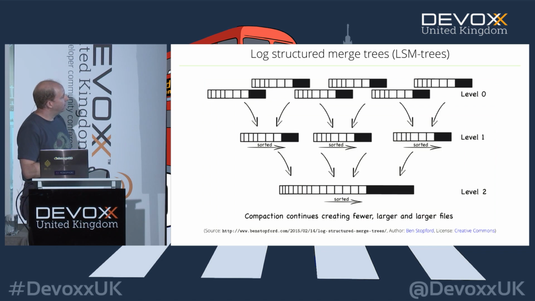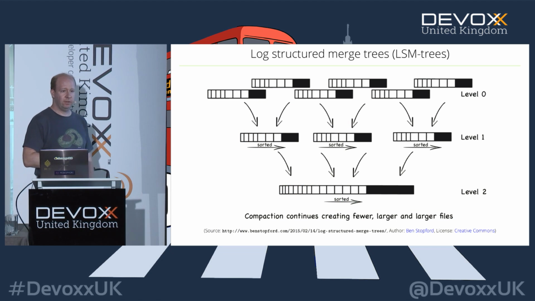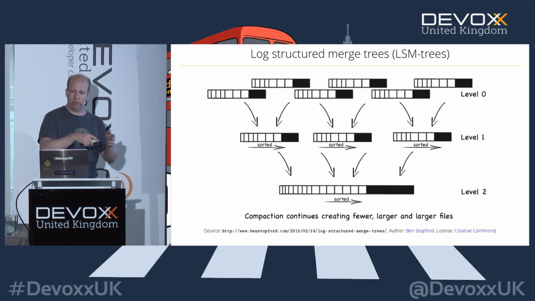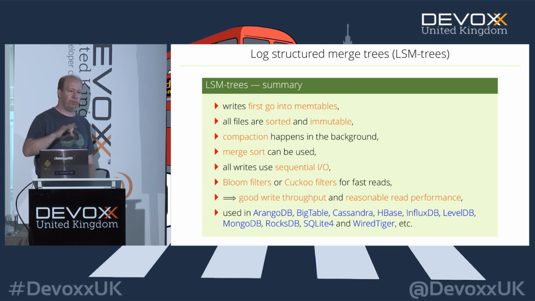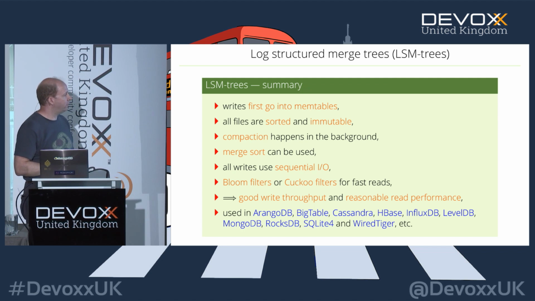Compaction is the process of taking some of these, merge sorting them one level down, and possibly throwing away old unused data. It can happen in the background. Obviously, there are still some implementation details to be sorted out to do this right, not to hinder new writes and so on. Anyway, that's what happens in the background. You can use merge sort, which is good on modern hardware, and all writes use sequential I/O.